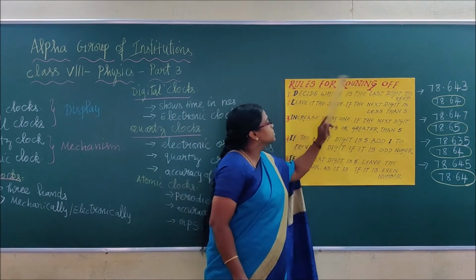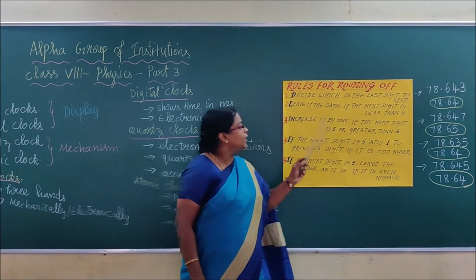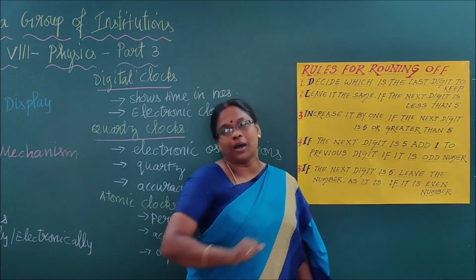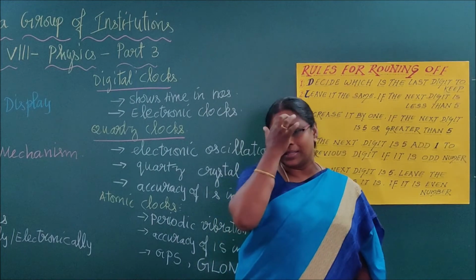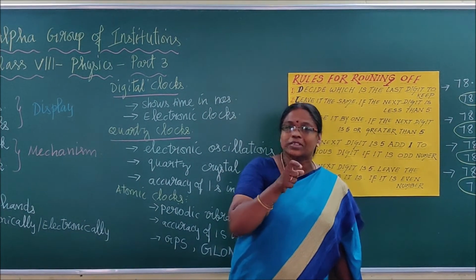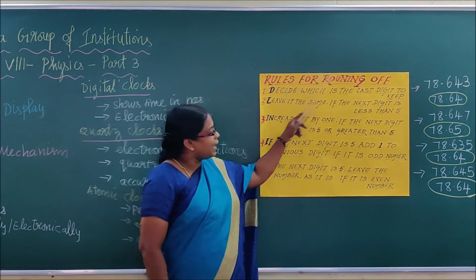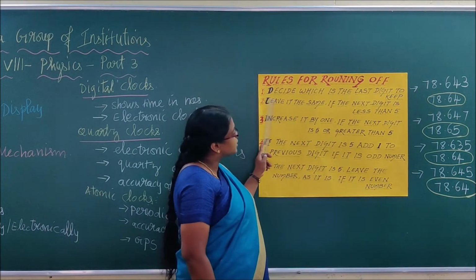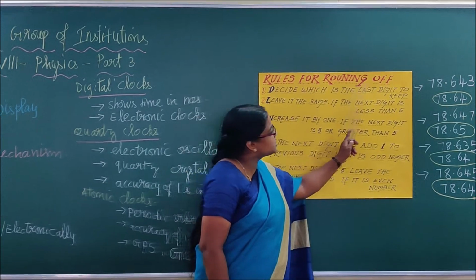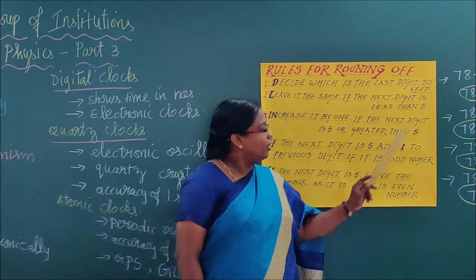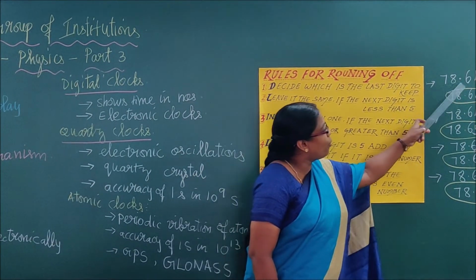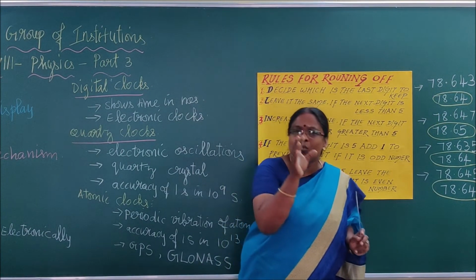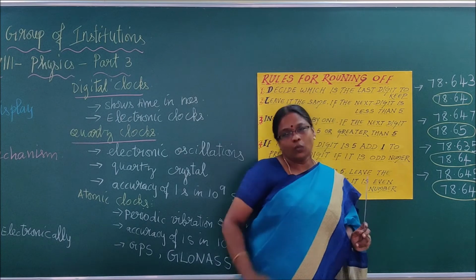Here D is missing, children, kindly correct it, right? Rounding off. First one, there are some rules to round a number. Just like that we cannot go with that, right? We need some accuracy also. First, I have done it with an example here. First, we have to decide which is the last digit to keep. Now I have this number 78.643.